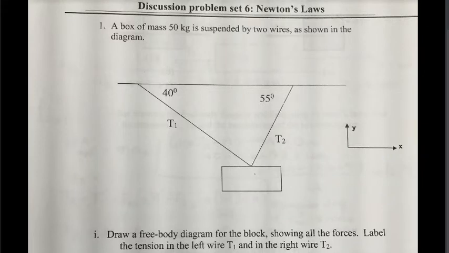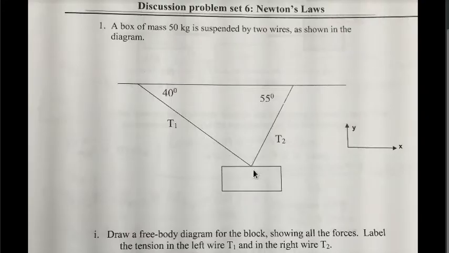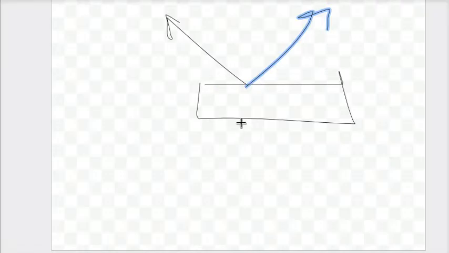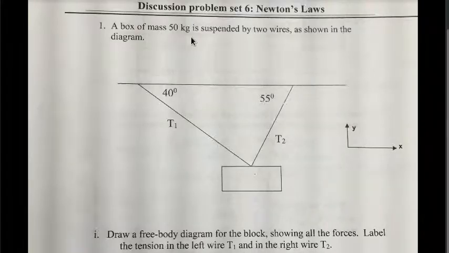Box with two wires. Part 1, free body diagram. The first two forces are simply the wires pulling the block upward and diagonally. And then the third force is, of course, gravity. So that would be mg, downward, and then T1 and T2.